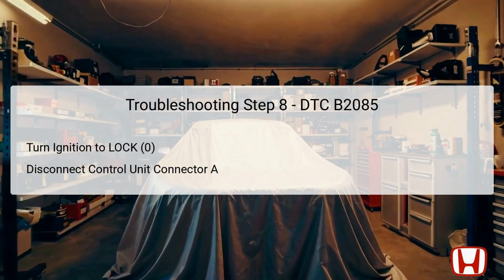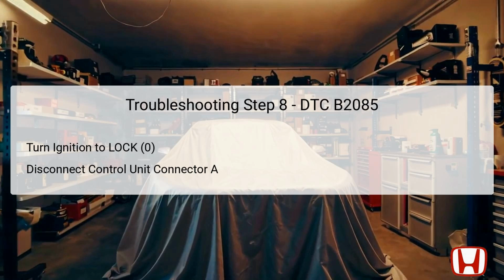In the last series of steps, turn the ignition switch to the lock 0 position one more time to prepare for disconnection. Then disconnect the right power sliding door control unit connector A, which has 12 pins, 12P. This allows you to check the integrity of the circuits leading to the control unit.